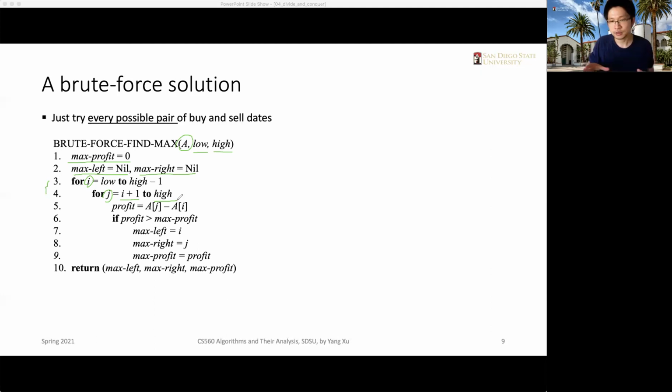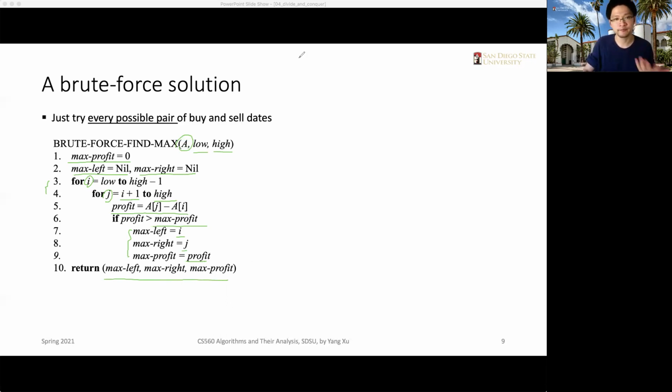Okay, so in this way, we use two nested for loops to iterate over all possible pairs within this input array. And we compute the profit by using the right end minus the left end. If that profit is greater than the existing max profit, then we replace the existing values in these variables. And lastly, we return the maximum profit, right?